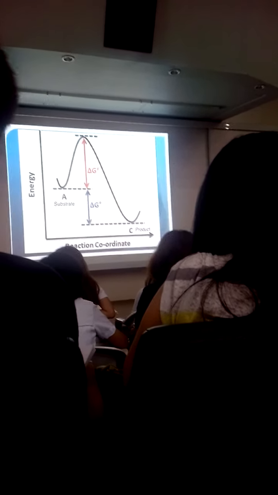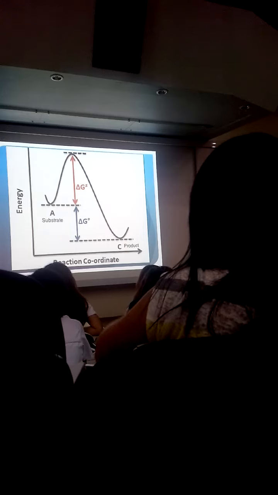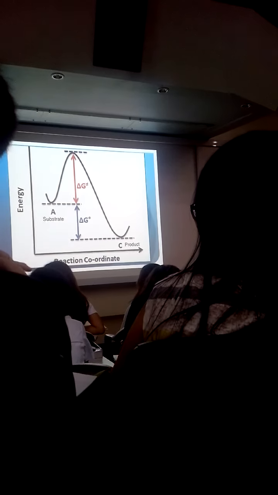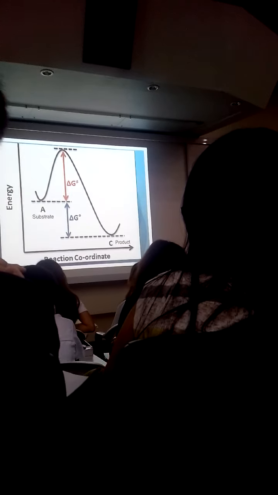So it's like climbing a hill. When you climb a hill, you exert more energy, right? So the energy needed for the formation of your transition state is known as your activation energy. This is the energy that your reaction has to overcome in order to produce your product.